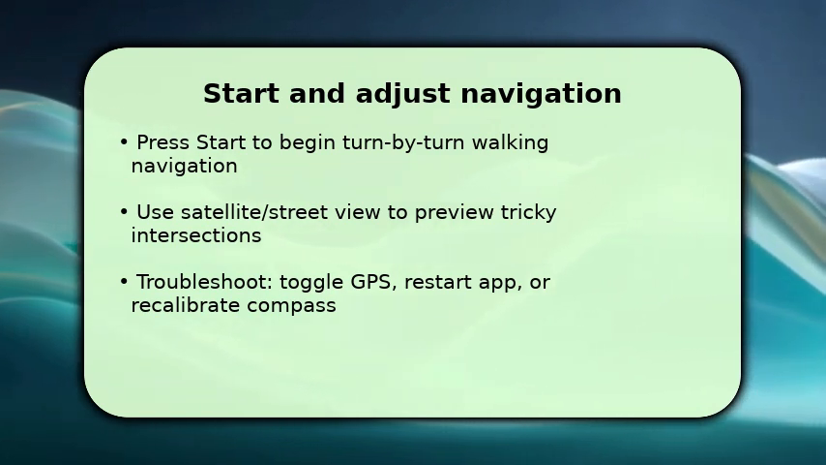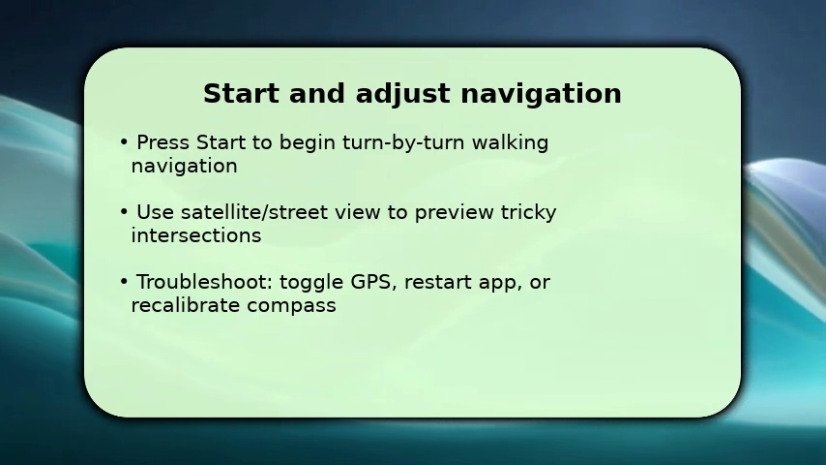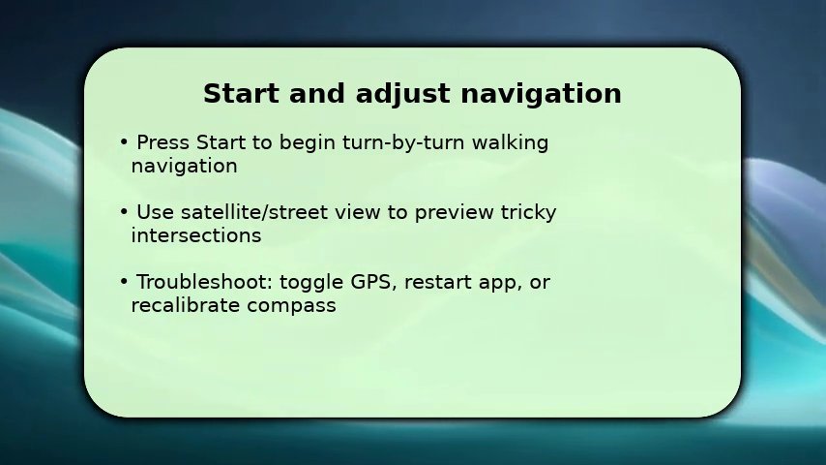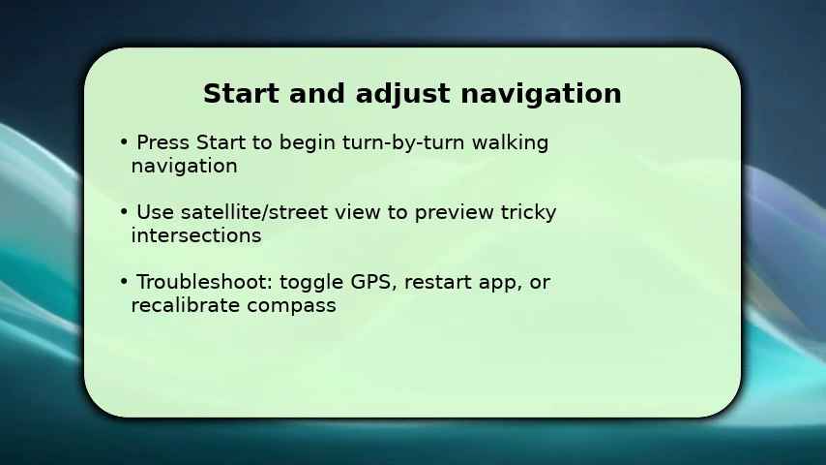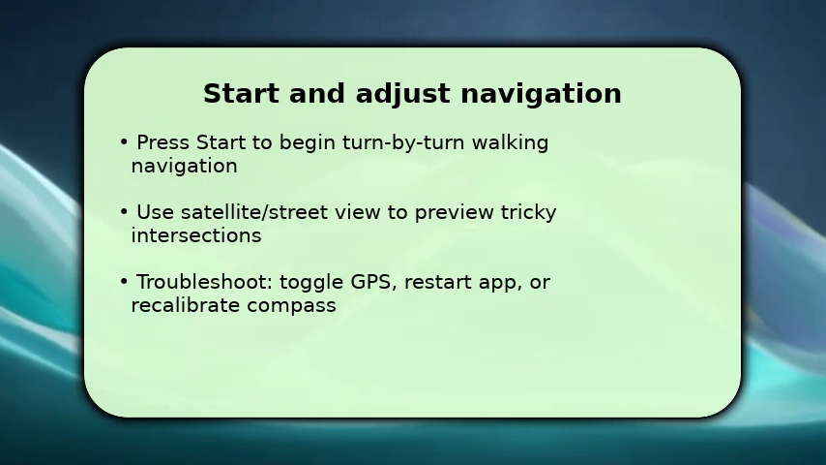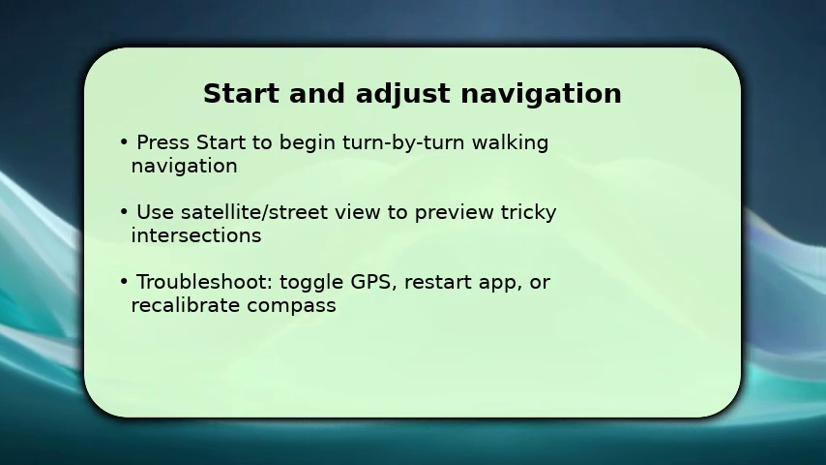If directions seem wrong, toggle GPS off and on, close and reopen the app, or recalibrate your compass by moving your phone in a figure eight. These fixes usually restore accuracy, so you can continue walking.